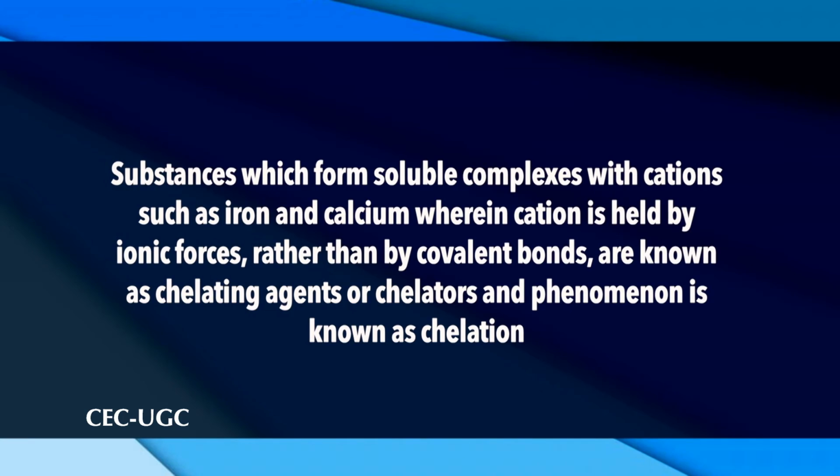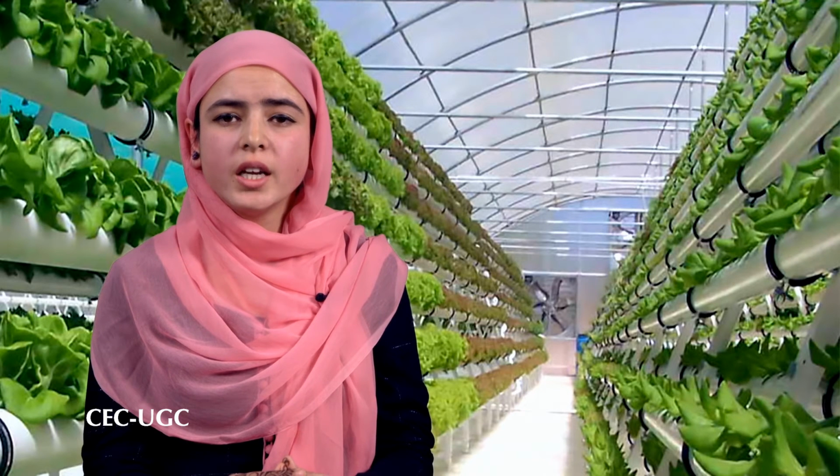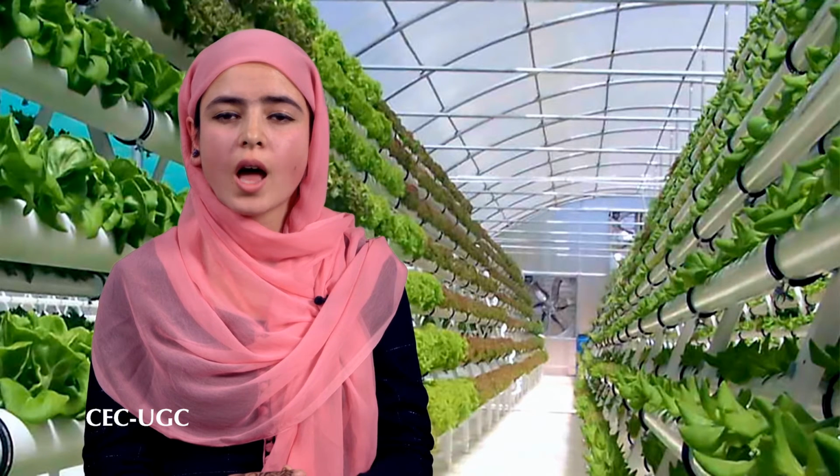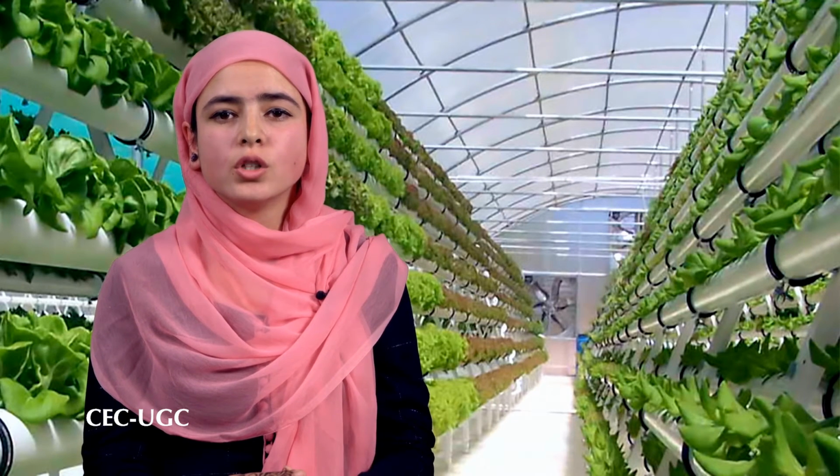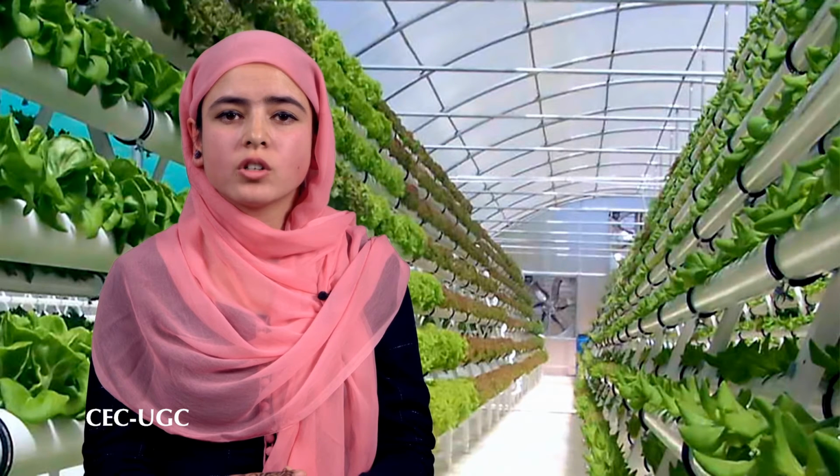These substances, which form soluble complexes with cations such as iron and calcium, wherein the cation is held by ionic forces rather than by covalent bonds, are known as chelating agents or chelators, and the phenomenon is known as chelation. Thus, chelators are involved in holding and providing the iron to plants in ambient concentrations.